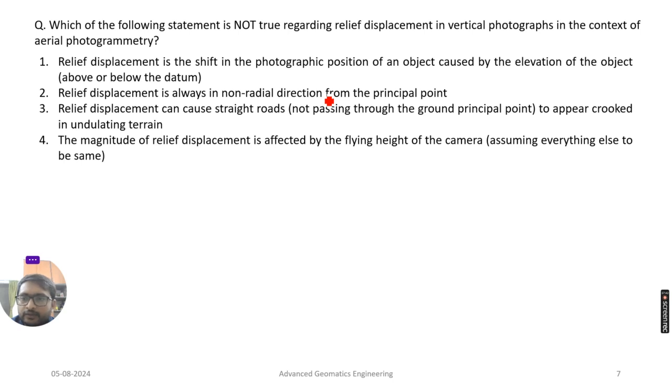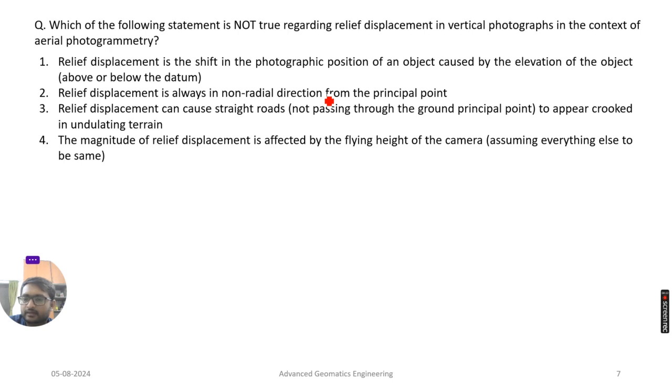The first statement is: relief displacement is the shift in the photographic position of an object caused by the elevation of the object above or below the datum. Second: relief displacement is always in a non-radial direction from the principal point. Third: relief displacement can cause straight roads to appear crooked in undulating terrain. And the fourth: the magnitude of relief displacement is affected by the flying height of the camera, assuming everything else to be the same. So, does anyone want to try this question?